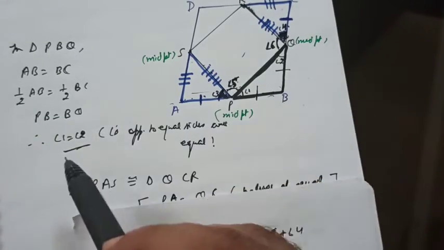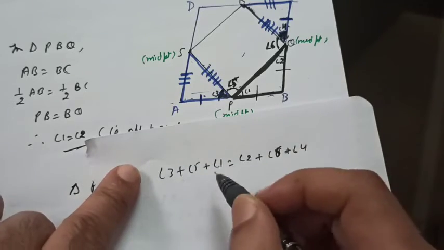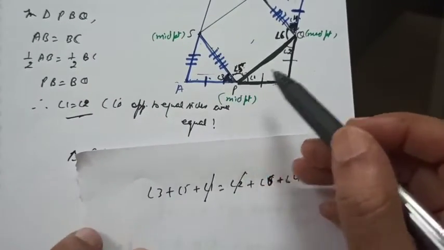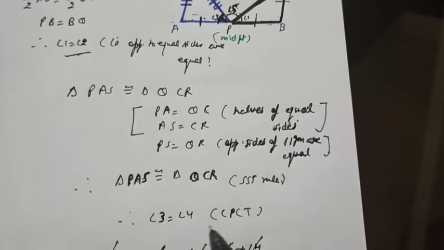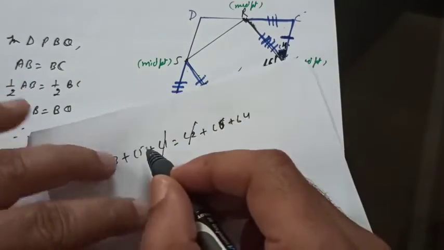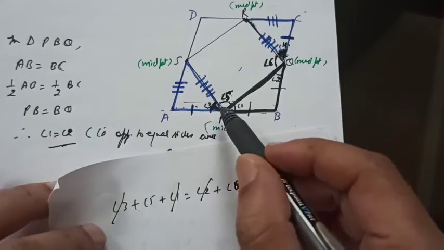Now I have already proved that angle 1 is equal to angle 2, right? In this triangle, angles opposite equal sides are equal. Then 1 and 2 get cancelled, and I have already proved 3 is equal to 4 by CPCT, right? So 3 is equal to 4 by CPCT. So 3 और 4 भी कट जाएंगे, right? So I'll be left with 5 is equal to 6.